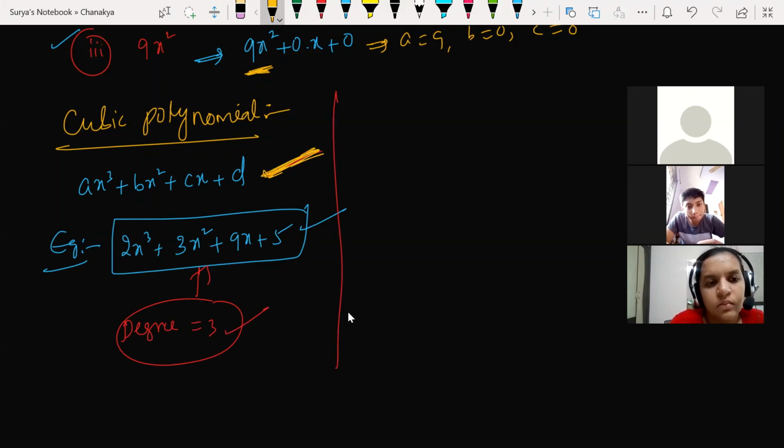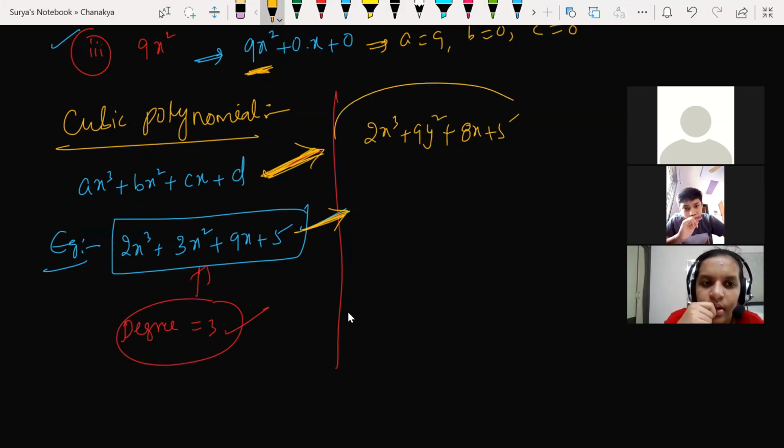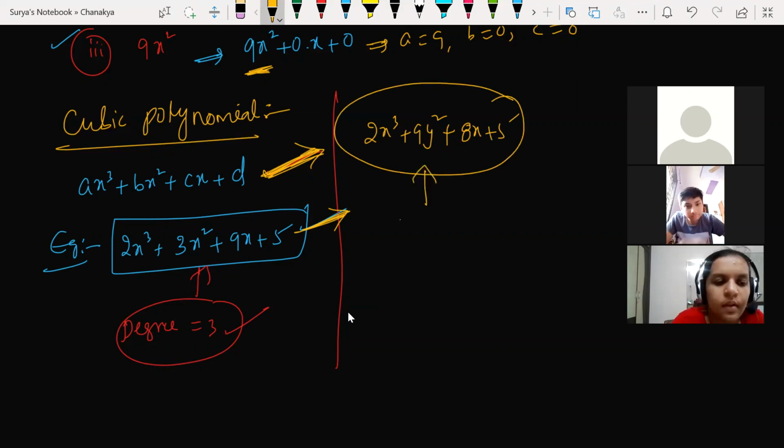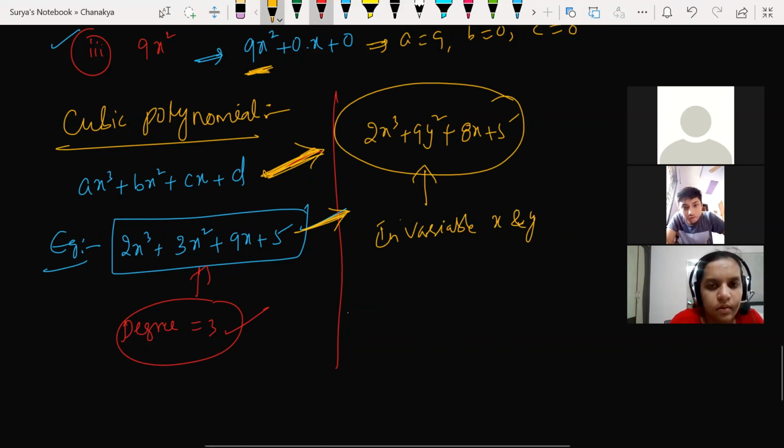Now tell me, it is a polynomial in which variable? X. If I write like this, 2x cube plus 9y square plus 8x plus 5, it is a polynomial in what? In variable x and y. Why? Because we are using two variables here. It is a polynomial in the variables x and y.